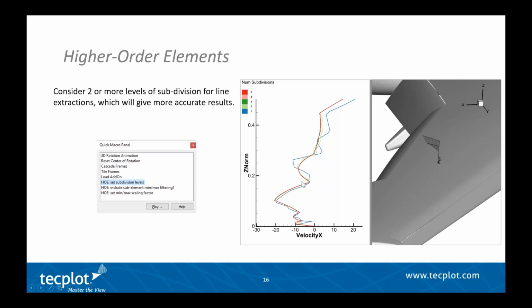And you can see that with one level of subdivision, this blue line is that velocity profile, and you can see how much different, and in fact less accurate, that is than even at 2 levels of subdivision. You get a lot more accuracy just at 2 levels, which is this light green line off to the right. And once you get to 3, 4, and 5 levels of subdivision, they're almost all overlapping one another. So if you're doing line extracts or stream traces, the higher levels of subdivision can be very useful and in fact give you a more accurate answer.